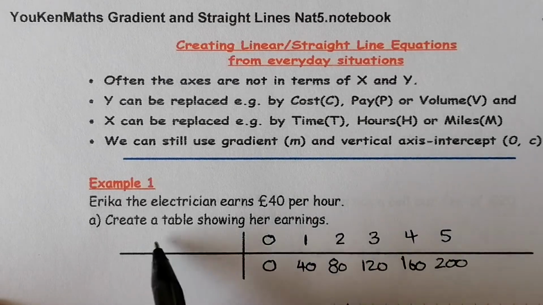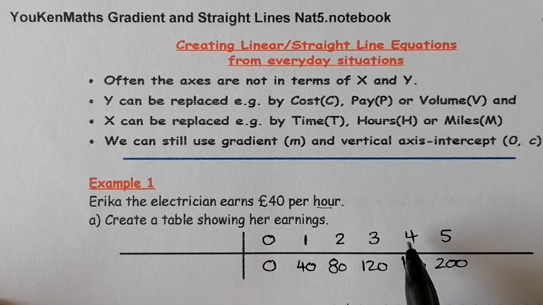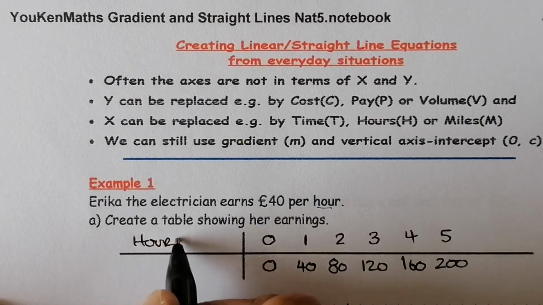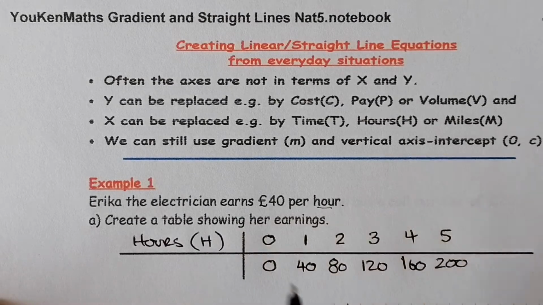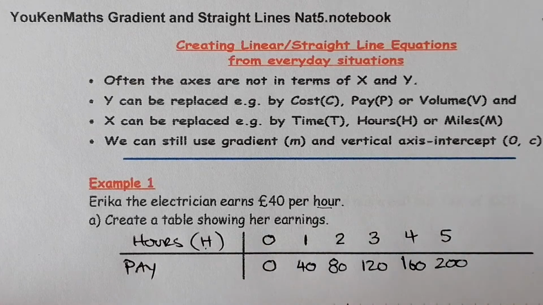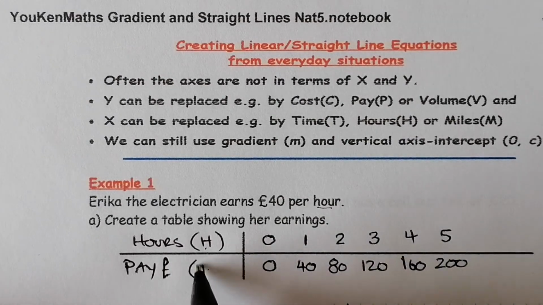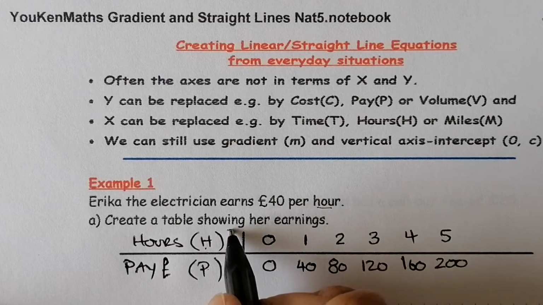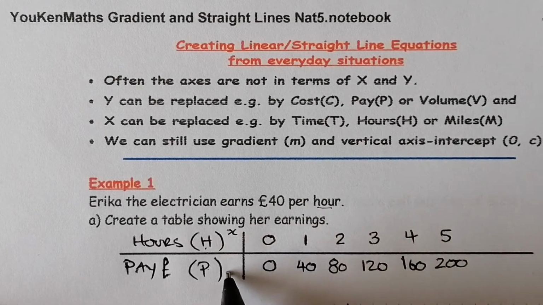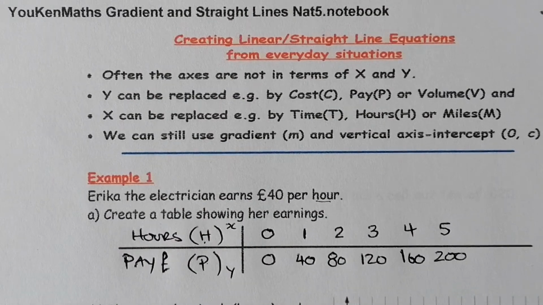Now to complete the table, I'm going to fill in this part over here. Remember on the top, that was the hours that she works, so that's going to be the hours, and the letter I'm going to use for hours is just H. At the bottom, this is how much she's paid, so this will be her pay, in pounds, and the letter we're going to use there is P. So instead of the X that we would normally use, we're going to use H, and instead of a Y that we would normally use in a table like this, we're going to use P. It's an everyday situation that we're trying to evaluate here. Okay then, that's the first part of the question.